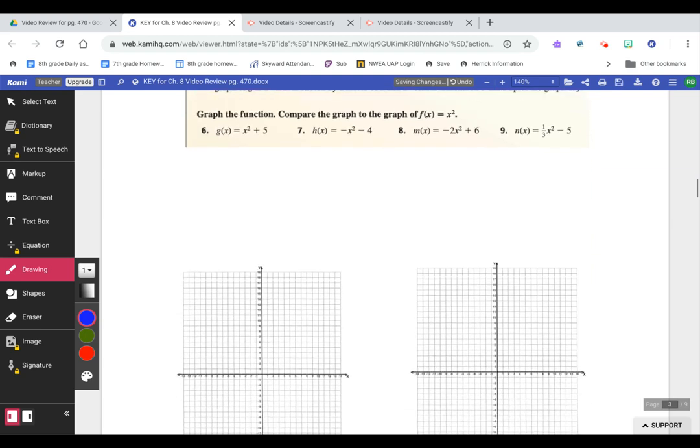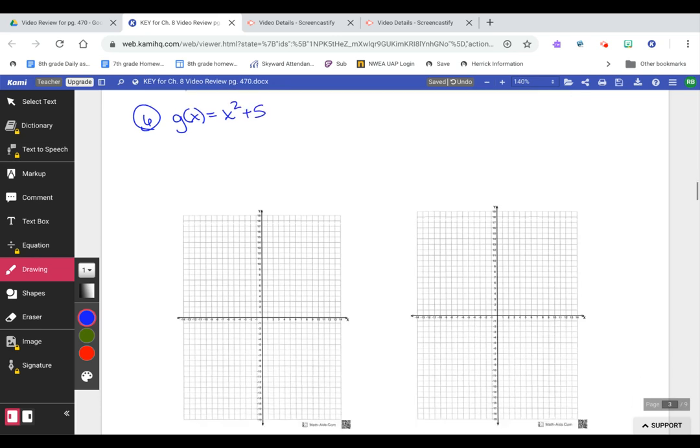The first one, for number 6, we have g of x is equal to x squared plus 5. You can always do a table, but there's no a here. It's just 1. So your parent function is over 1 up 1, over 2 up 4. Vertex is at 0, 0. Symmetrical on the other side of the y-axis. So if that's your parent function, all you're doing is keeping that parent function and you are moving it up.